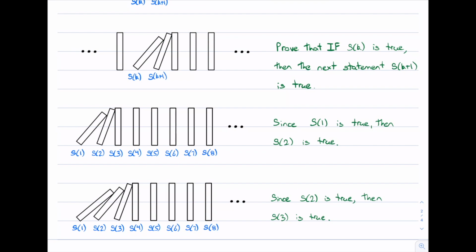Okay, so that's the idea behind mathematical induction and sort of how it works. In the next video, we'll see an actual example. In fact, we'll see that example we spoke about earlier, adding up all the positive integers up to n.